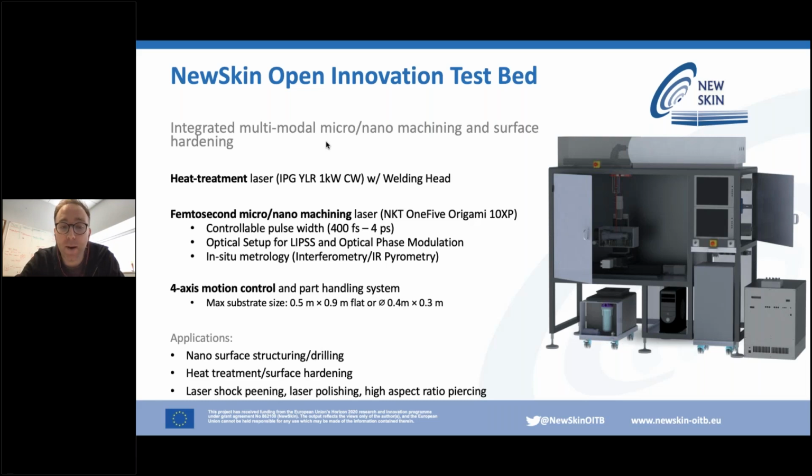In terms of what parts we can handle, we have a 4-axis motion control system that can handle a maximum flat size of about 0.5 meter up to 0.9 of a meter, or a 0.4 meter diameter cylindrical envelope for round samples. And again, the applications, as I said, are nanostructuring and drilling, heat treatment and surface hardening, but we can also go to high aspect ratio piercing and other applications as well.